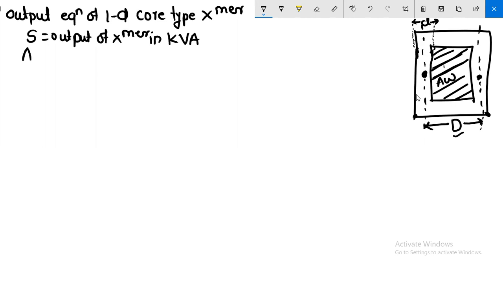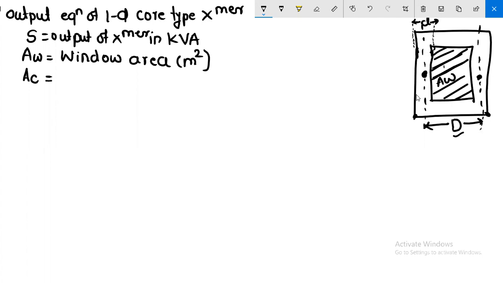Then A suffix small w, what did I say? A suffix small w is nothing but the window area. How are we going to measure this area? In meter square. Then A suffix small c, what does that stand for? That is nothing but the copper area.